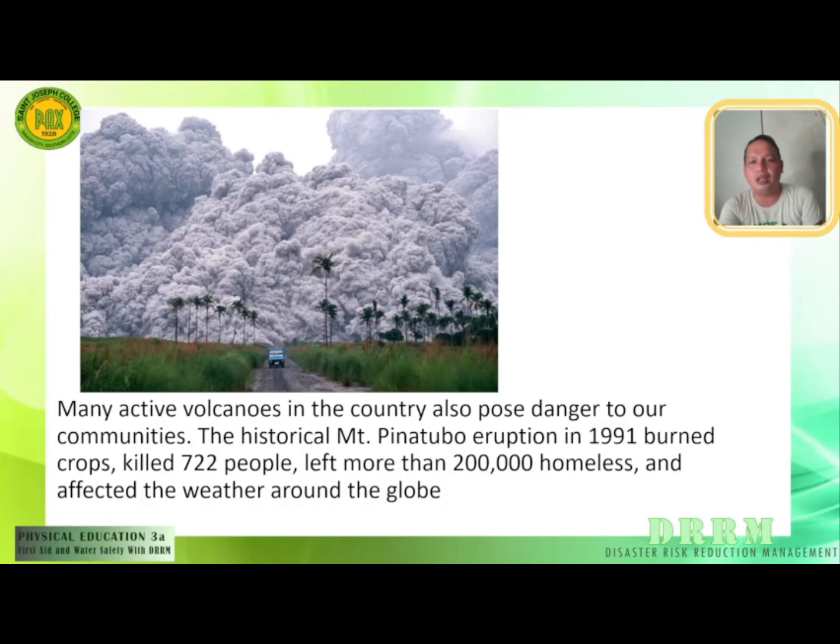Many active volcanoes in the country also pose dangers to our communities. The historical Mount Pinatubo eruption in 1991 burned crops, killed 722 people, left more than 200,000 homeless, and affected the weather around the globe. It was a very massive eruption in Zambales in 1991. I have been there, in 2015. We visited the crater. It took us about 4 hours to go there: 3 hours by ATV and 1 hour of walking.